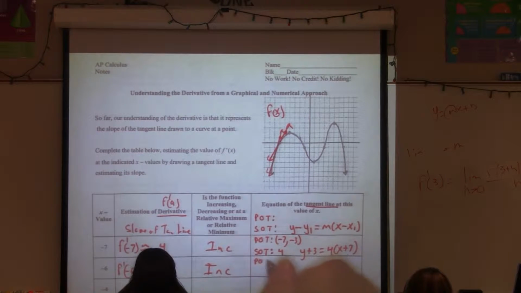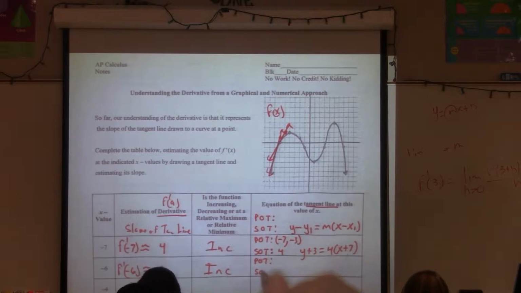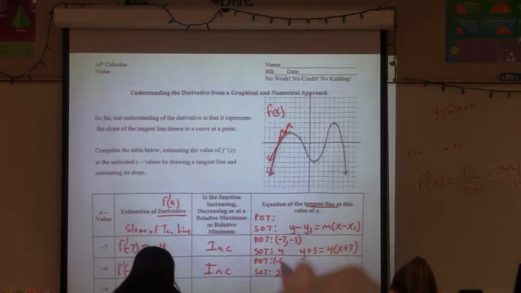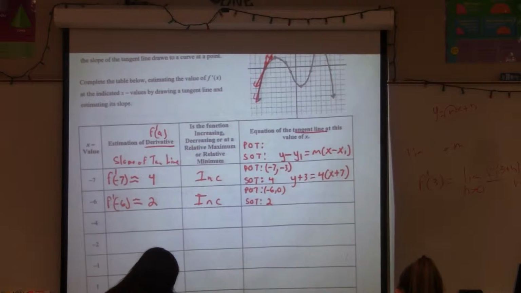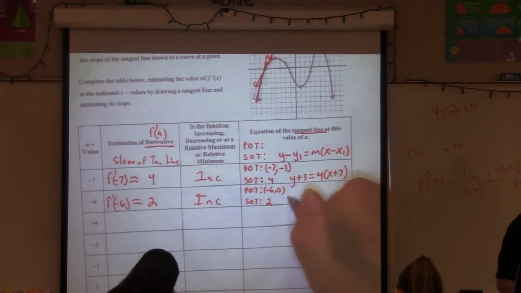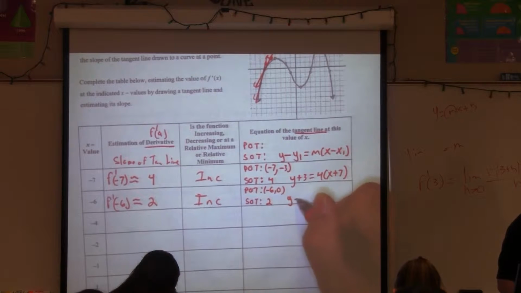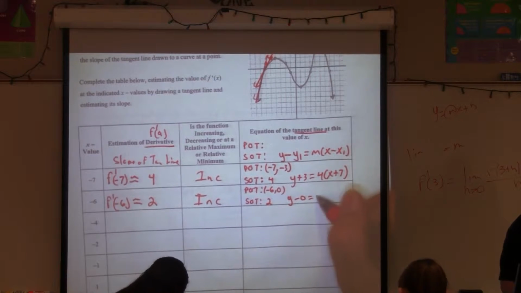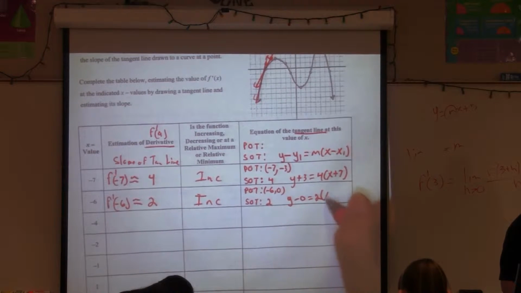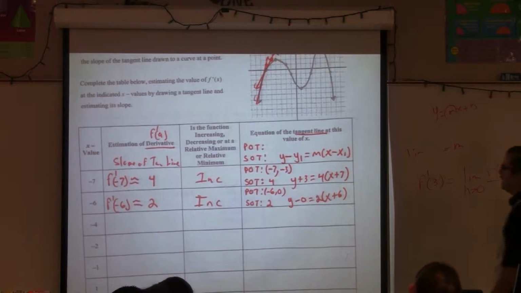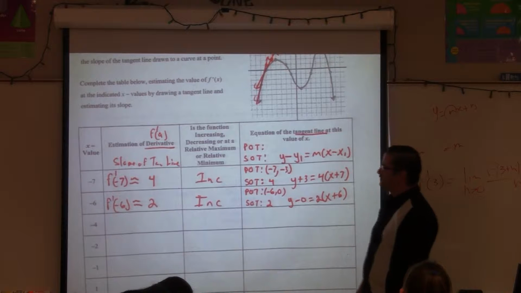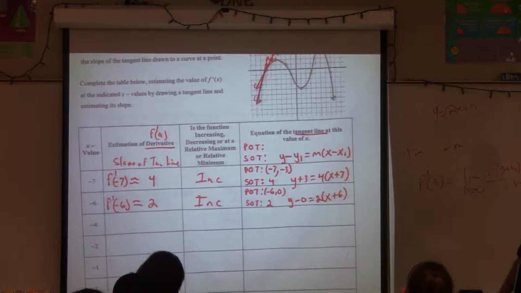Alright, so let's find the point of tangency, and the slope of tangency we already know is 2. What's my point going to be? Negative 6 and 0, so can we write the equation of the tan line? Y minus 0 equals 2 times x plus 6. Beautiful. We're going to write them all like that. We're not going to make them y equals. Good?